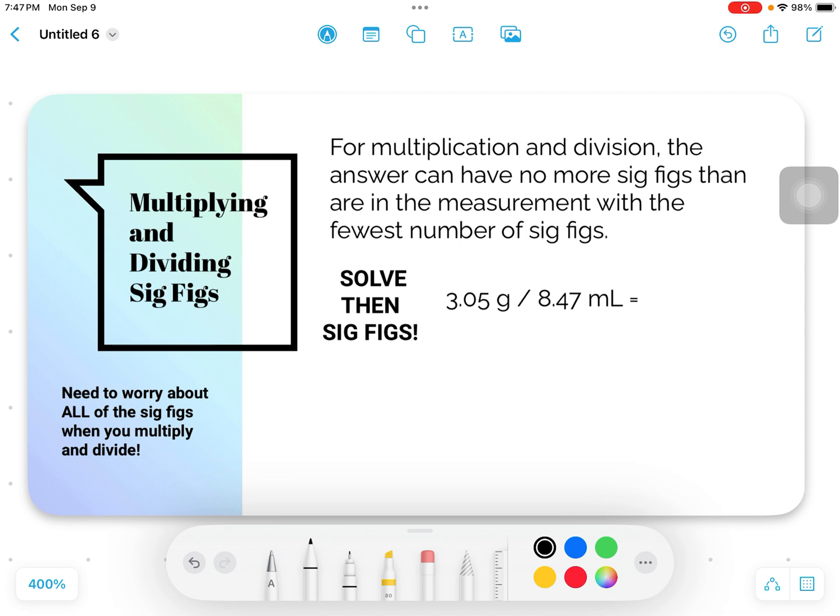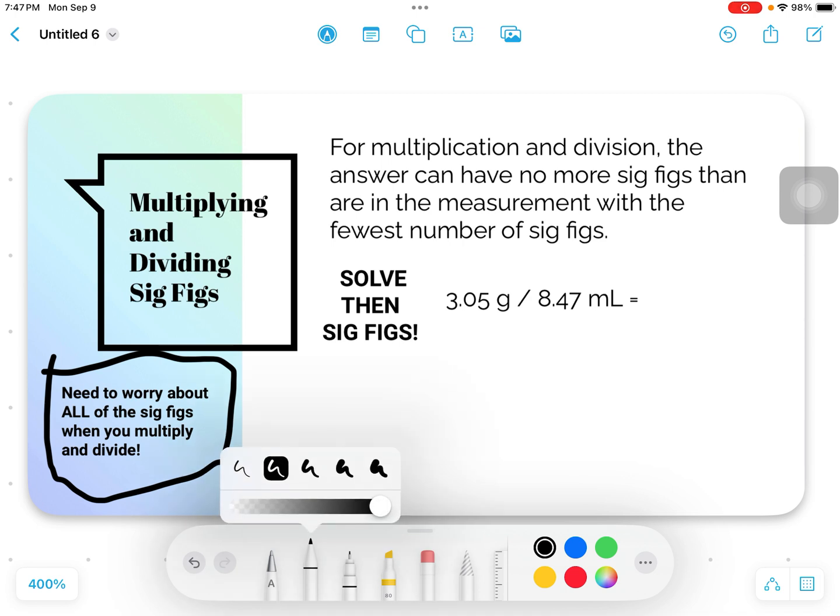So yesterday we talked about adding and subtracting, where we worry about the sig figs behind the decimal. Well, the nice part about multiplying and dividing is we worry about all of the sig figs. So we do not have to worry about whether it is behind the decimal or only certain ones. We worry about all of them. Just like what we were doing before, counting how many are in the number is exactly what we're going to be doing now. Just like yesterday with adding and subtracting, the first thing we do is solve it as normal.